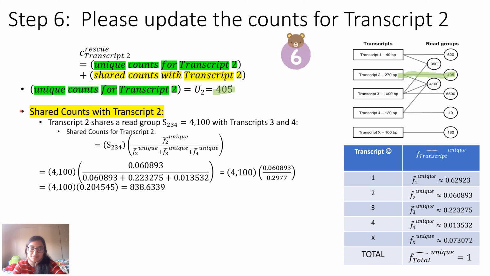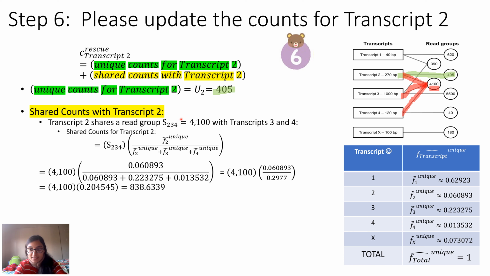I wanted to point out something here: we have this 4100 value here, but where is it coming from? Well, it's being shared with transcript 2, but it's also sharing it with transcripts 3 and 4. So it's sharing it with multiple read groups, not just one. Hopefully this will answer any questions you might have on a more complicated example, like what if you have multiple read groups that it shares with?